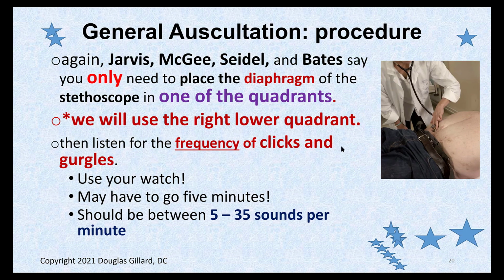All right, the procedure, we already said, pick a quadrant, and we're going to choose the right lower quadrant. Use the bell, like this picture here. Don't touch the diaphragm with your fingers. You can use the kind of peace sign and push on the sides of the diaphragm, push down and listen. Listen for 1 minute. Get your watch out and count the clicks and gurgles.